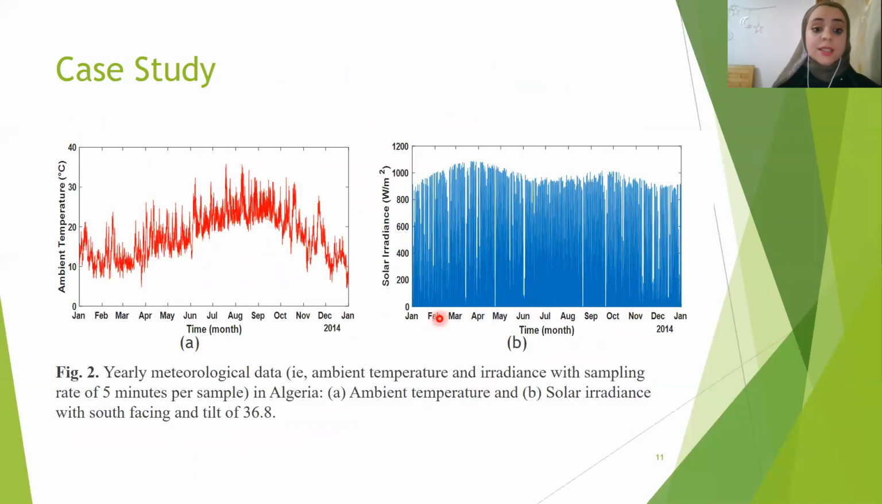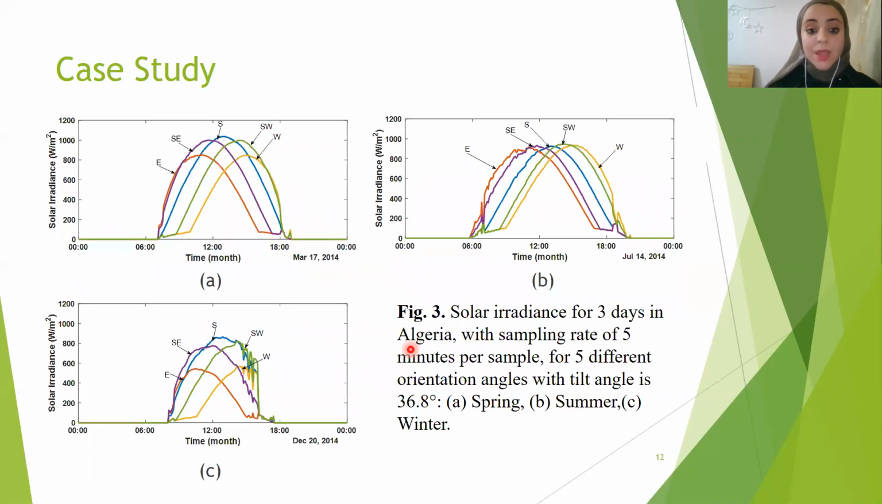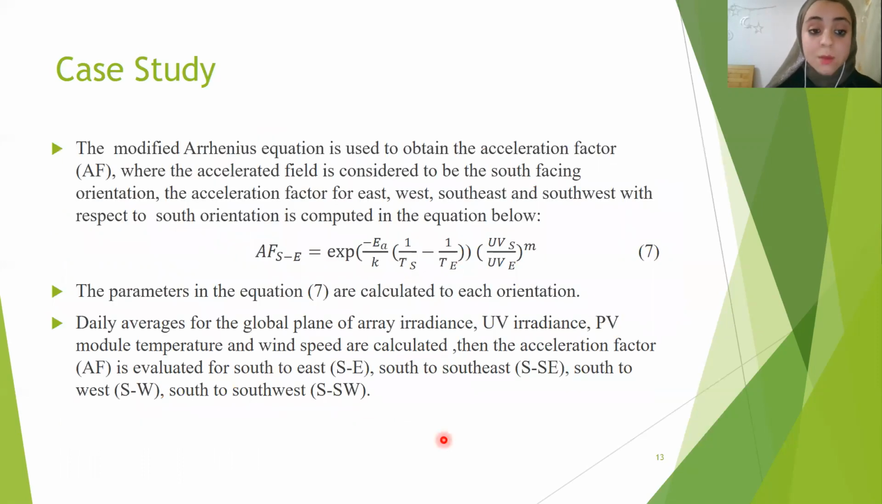Here we can visualize the different meteorological data. And we have calculated the solar irradiance for different orientation angles. And here we can see solar irradiance for 3 different days. And here we have used a yearly profile, but here we visualize the daily irradiance profile. So here we can notice that in the summer period, it is higher than the winter or spring period. The modified Arrhenius equation is used in our study. So we have calculated the acceleration factor from south to different orientations.